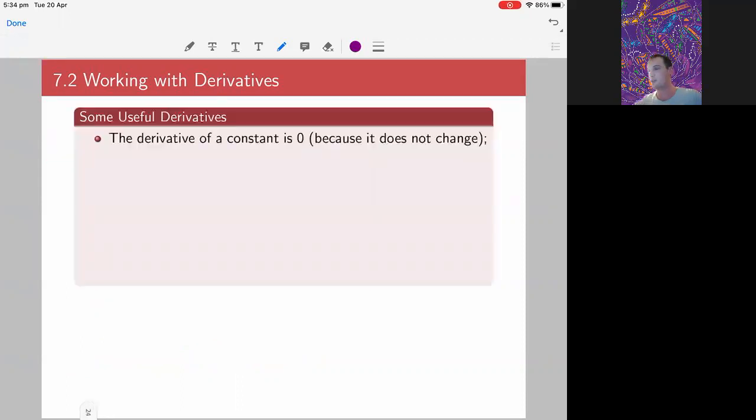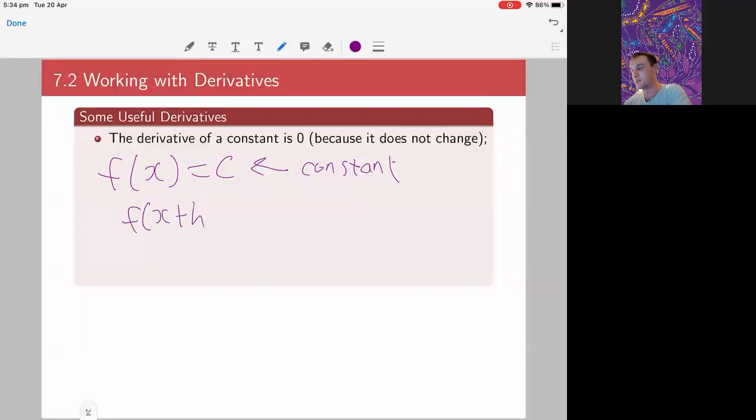First of all, some useful derivatives. First, and perhaps most obviously, if you've got a function that's a constant, so let's say that your function is f of x equals c, where c is just some constant, doesn't depend on x, then the derivative is obviously 0, because derivatives are meant to be measuring how much something is changing, and if it's not changing, that means it should be 0.